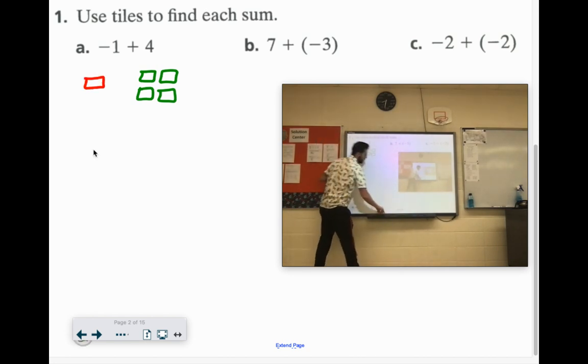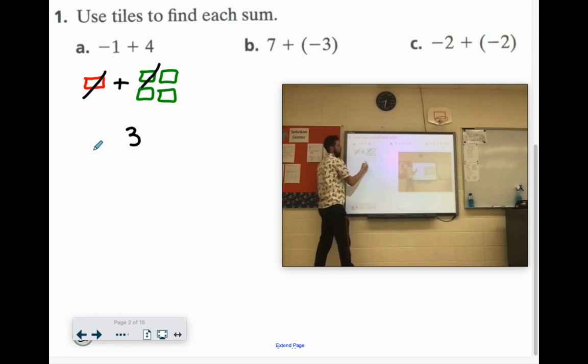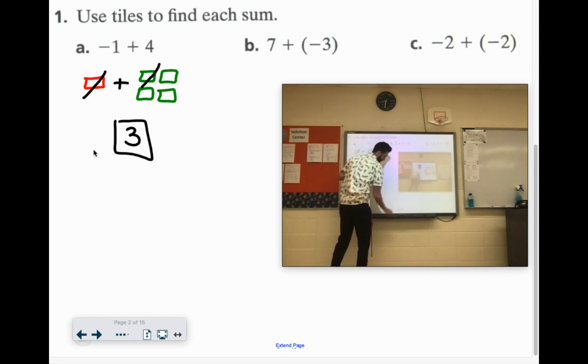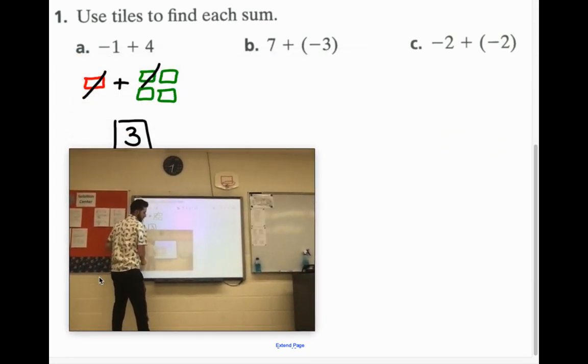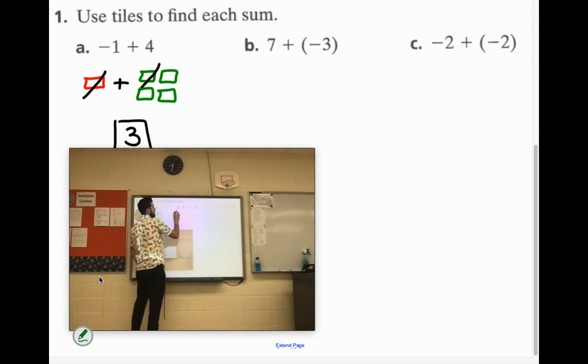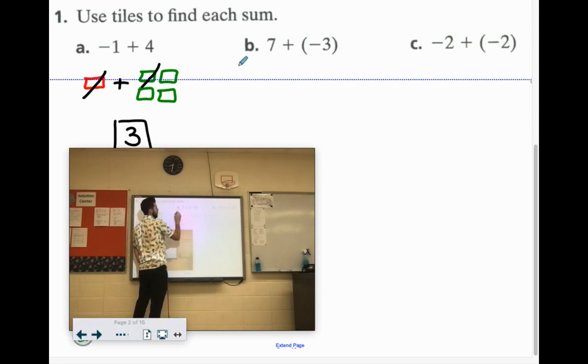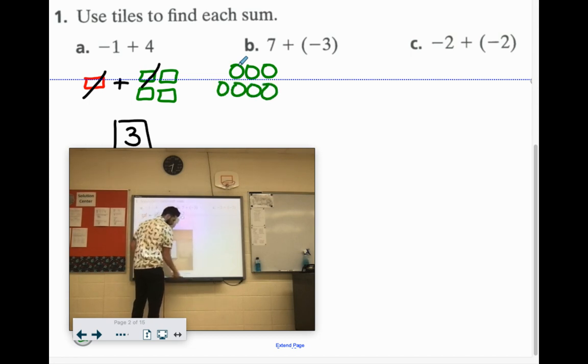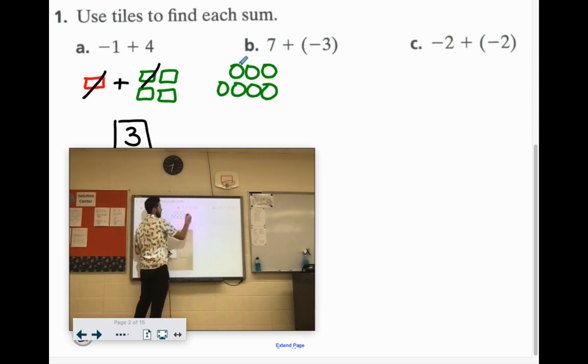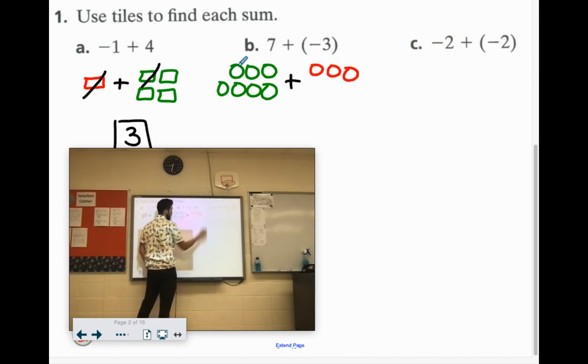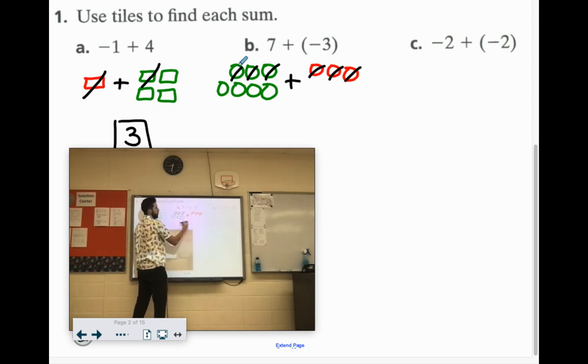-1 plus 4. You can cancel out a negative for a positive, so we're left with +3. All right, we have +7. I'm just going to do circles, in fact, let's go quicker: 1, 2, 3, 4, 5, 6, 7. Plus -3: 1, 2, 3. We can cancel out the 3 negatives with 3 positives. We're left with +4.